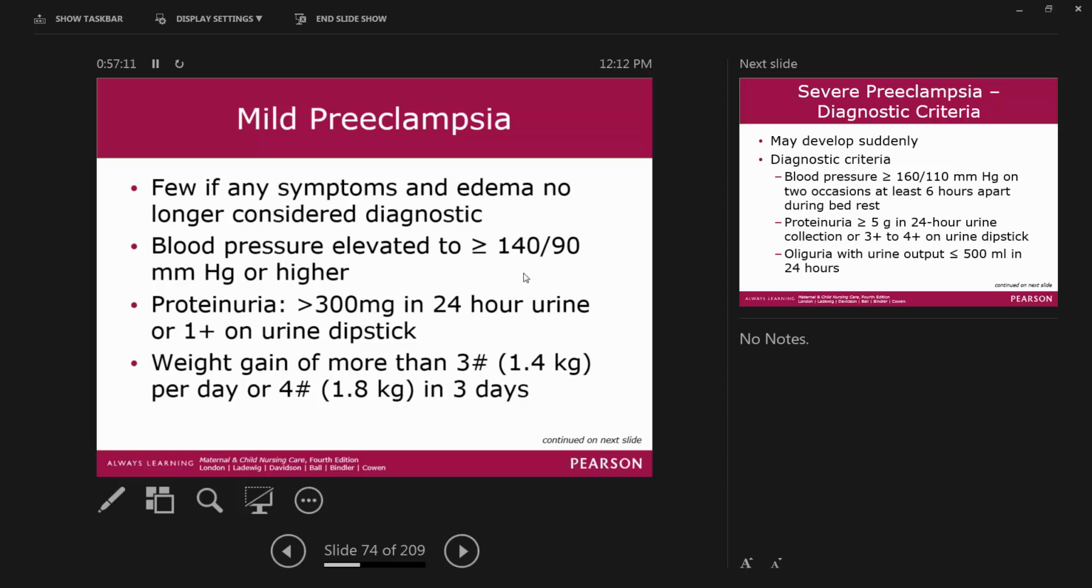She may or may not have a weight gain with all that blood volume, or fluid volume, that she's retaining. You might see a weight gain. You might see edema, but edema is not a criterion for diagnosis. It is the blood pressure and the proteinuria, okay?